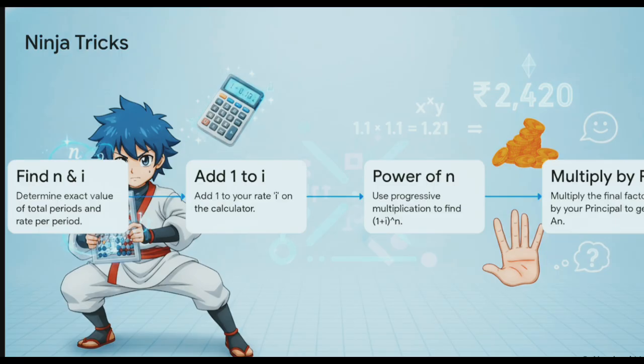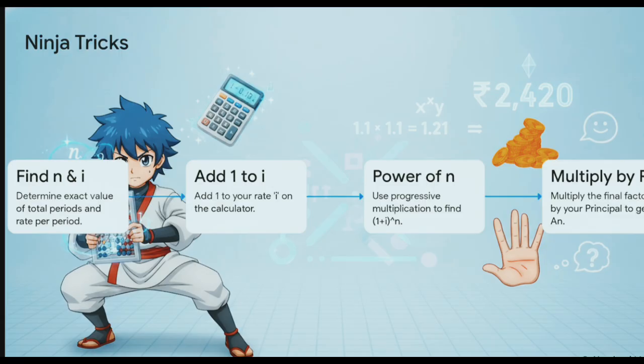Step 1. Always lock down your N and I first. No mistakes here. Step 2. On your calculator, just add 1 to your decimal rate I. Let's take example 12 from your text. 2000 rupees at 10% annually for 2 years. Your I is 0.10. So just type 1.1 on your screen.